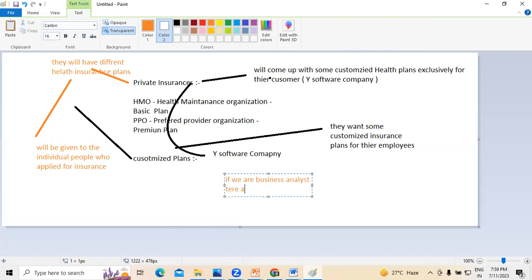So if we are business analysts, there are chances that we may get job opportunities in the following areas.